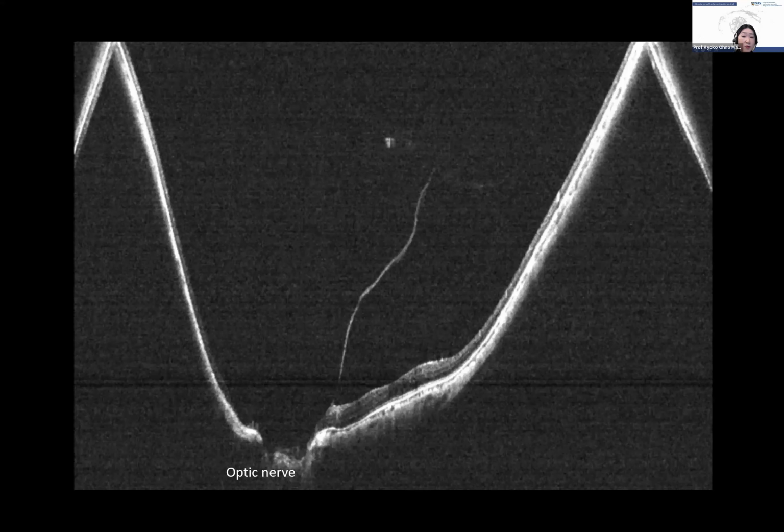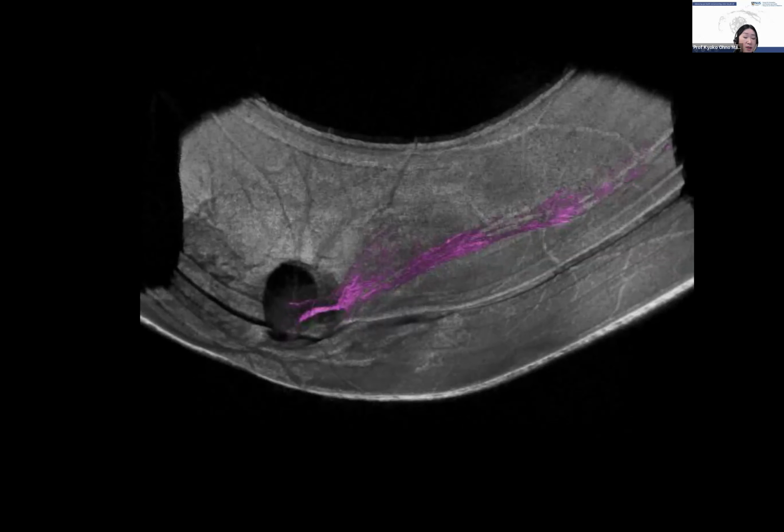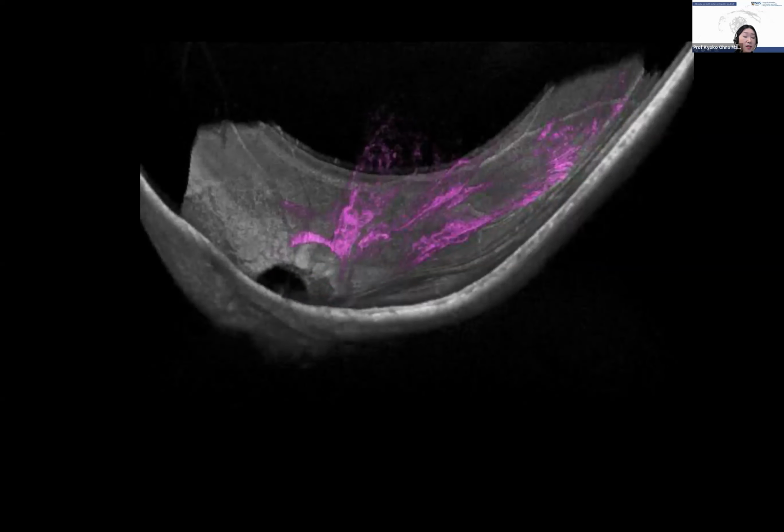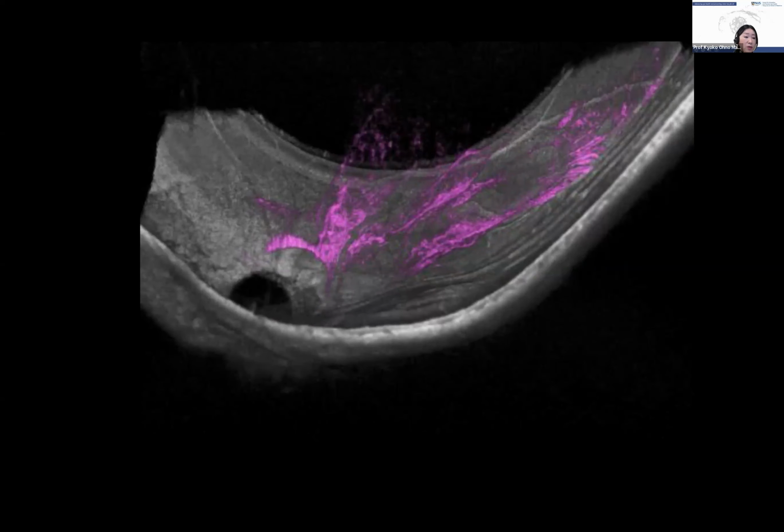In the movie of this patient, you can see 2 exact sites where the vitreous is tightly attached. It's the temporal edge of the optic nerve.